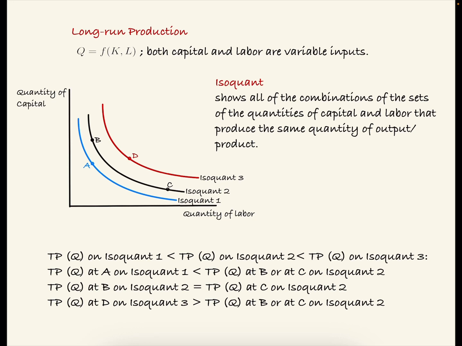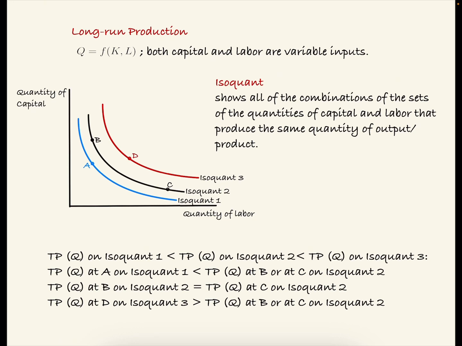Let's take a look at our example. The total product on isoquant 1 is less than the total product on isoquant 2, which is less than the total product on isoquant 3. In other words, as the isoquant moves further away from the origin, there is a greater total product on that isoquant.